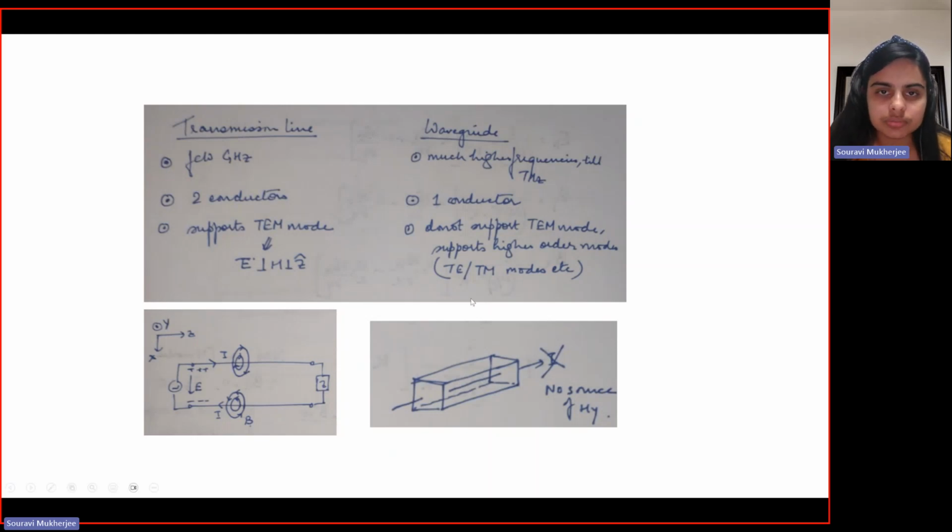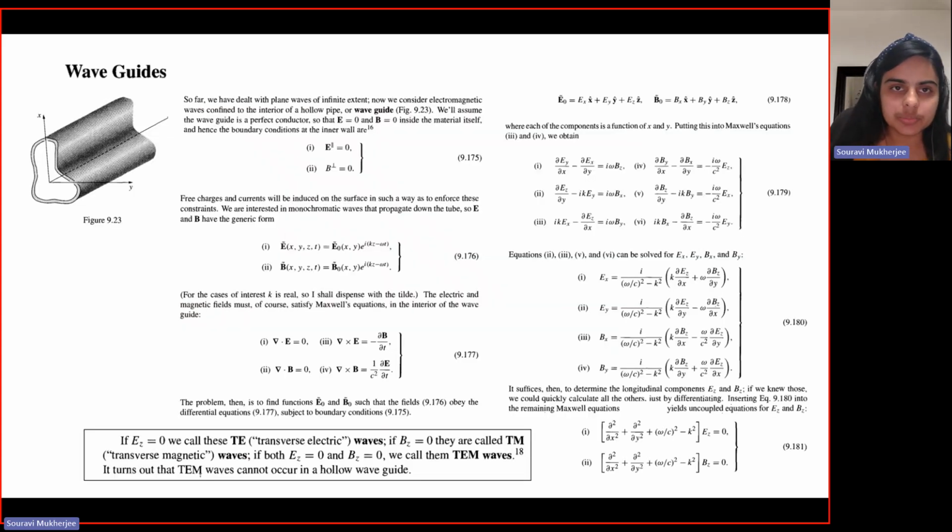Okay. So this is the major difference between transmission lines and waveguides. Now let us understand, starting from our known knowledge of Maxwell's equations, what determines the kind of signal that can pass through a waveguide and what might not. Right? So what are waveguides? Basically, when we talk about waveguides, it's like a hollow pipe.